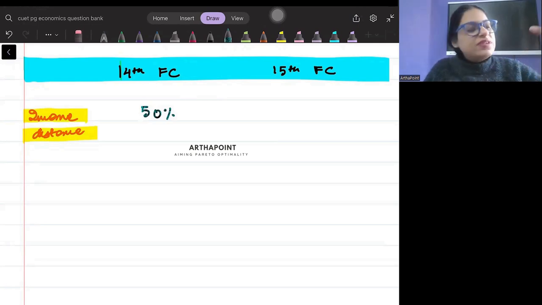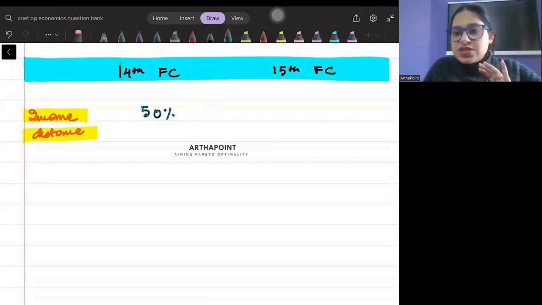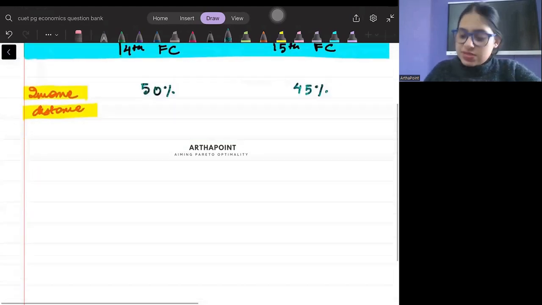Weightage means whenever the central government will be transferring money to the state government, jab central government state government ko paisa transfer karegi, to wo kin cheezo ke basis pe karegi? What would be the factors that the central government has to consider? Within those factors, this is the first factor and it was given 50% weightage. But according to the 15th Finance Commission, the weightage decreased to 45%.